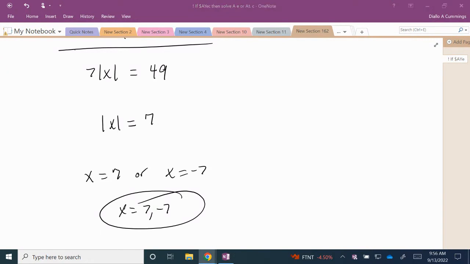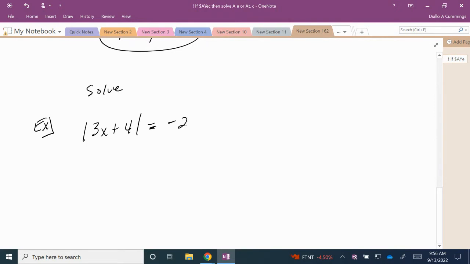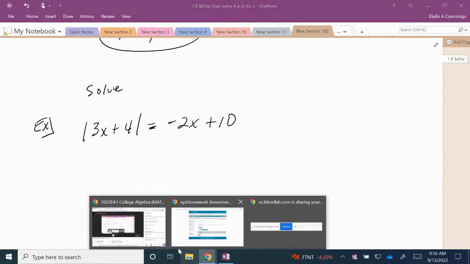All right, so at this time, I'm going to give you an equation to solve. So we have the absolute value of 3x plus 4 is equal to -2x plus 10. All right, so I'm going to give you a few minutes to solve this problem, and then we're going to return with the solution.